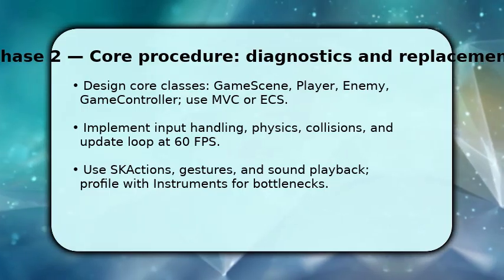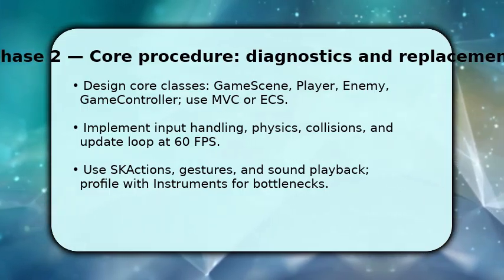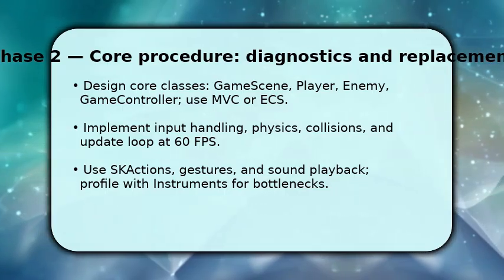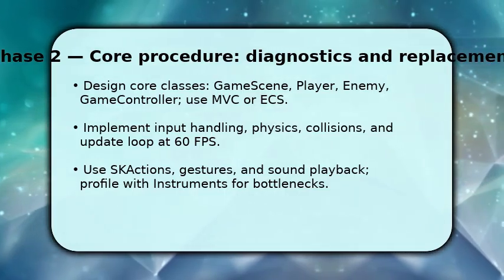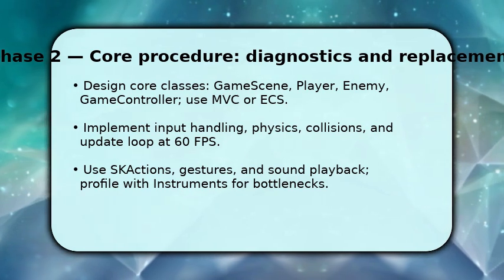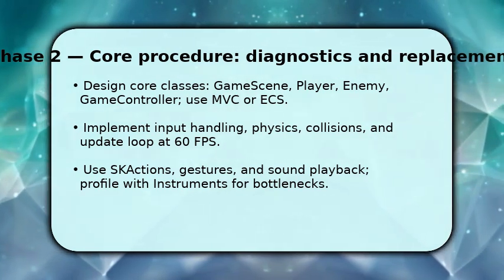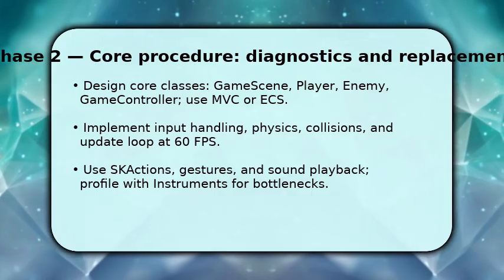Keep the update loop tight and aim for 60 frames per second. Offload heavy tasks to background threads. Use SK actions for animations and add sounds with AV audio or SK audio node. Finally, profile with Instruments and optimize hotspots to maintain smooth play.